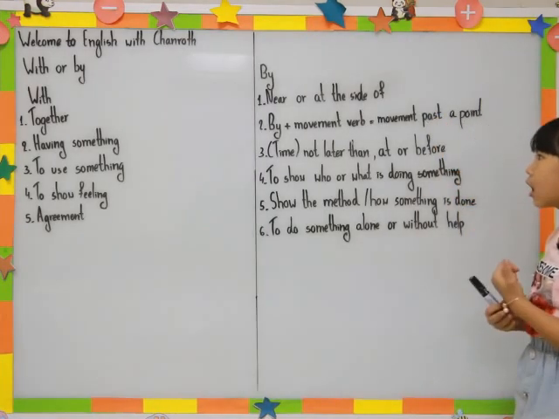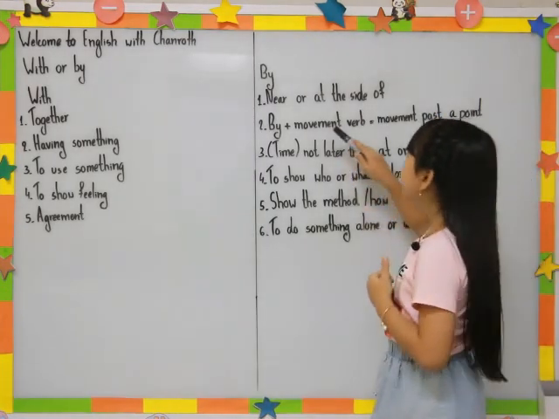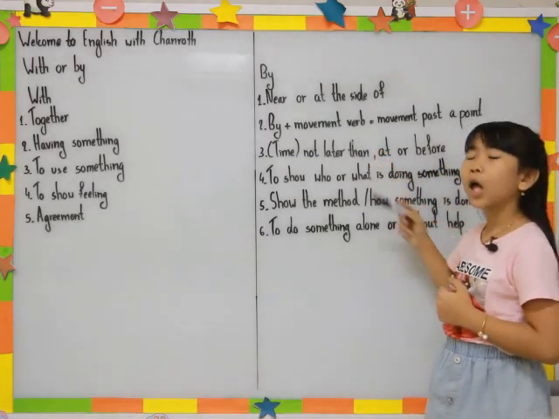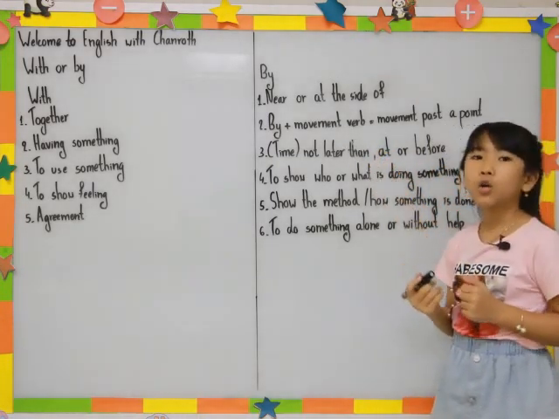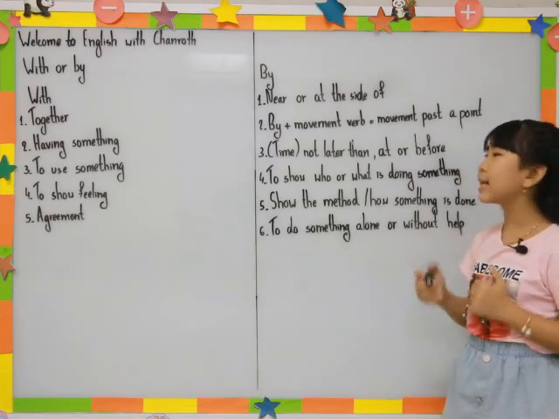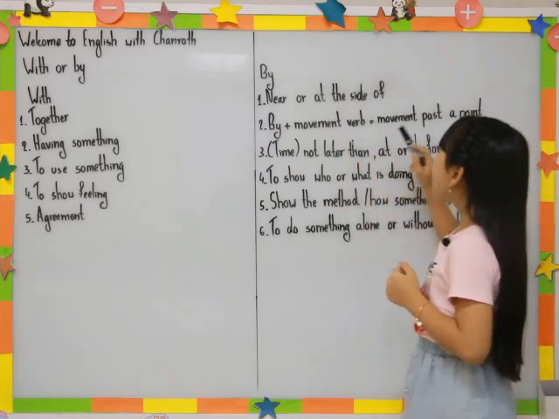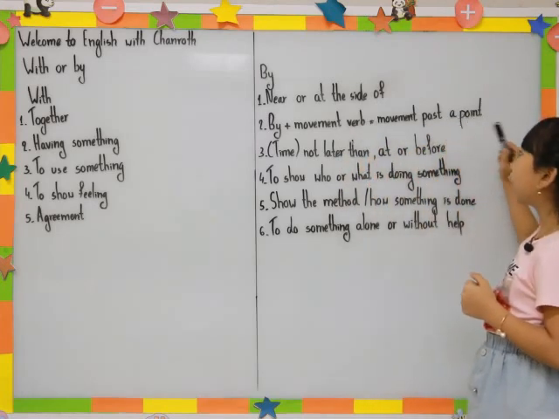So next, by is for movement verbs. Do you know movement verbs like walk, go, run? That is called a movement verb. So by is used for movement verbs, and means movement past a point.